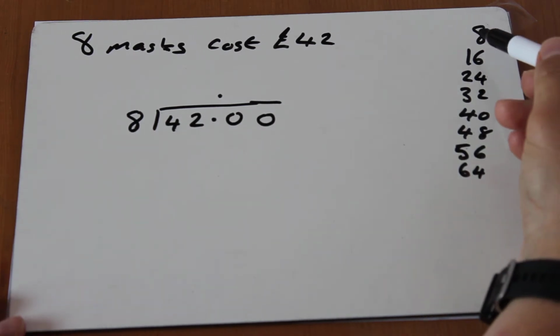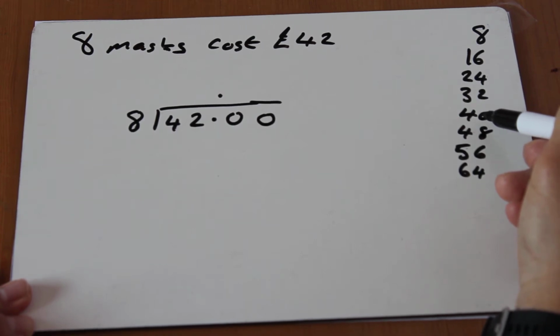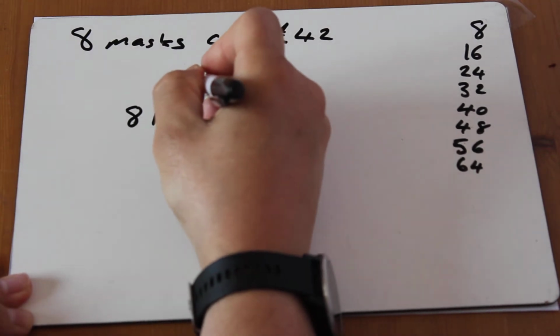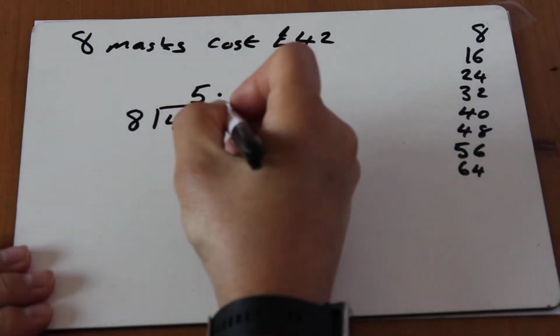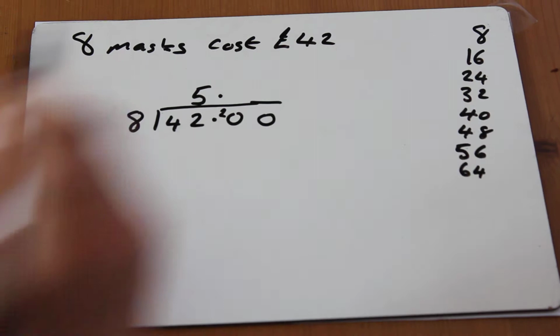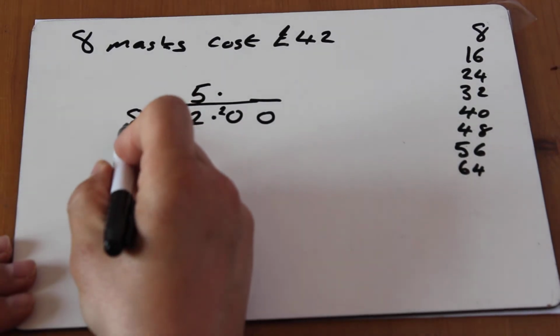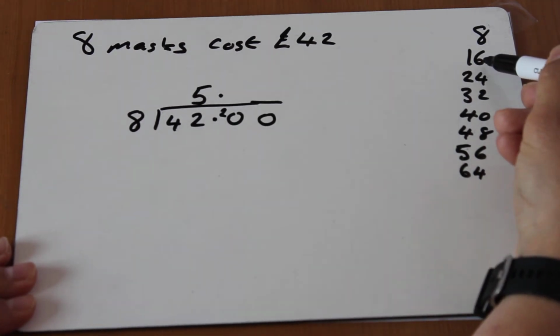By looking at my 8 times table, I can see that the closest I can get to 42 is 40, and this is 5 lots of 8. So I write a 5 here. That means I have 2 left over. That 2 gets written next to my 0 because it's the remainder, it's what's left over, because 8 didn't divide into 42 exactly.